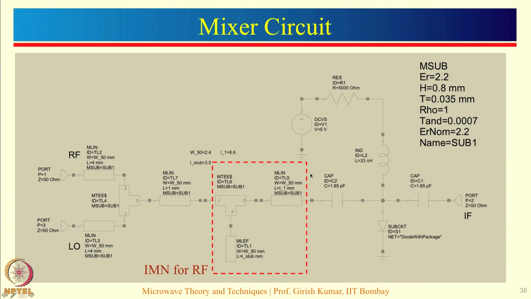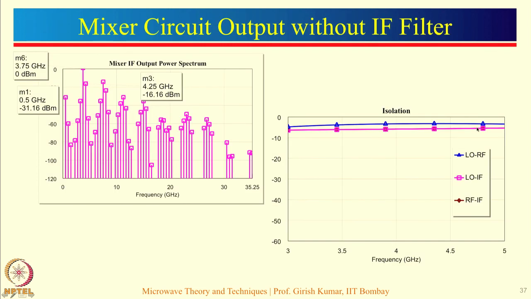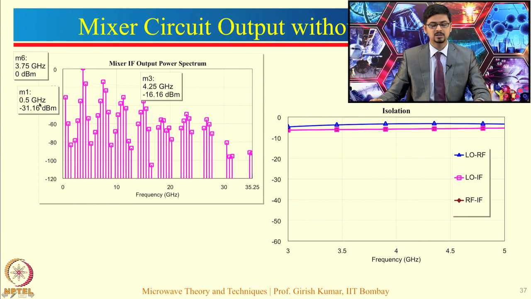For this particular design, the substrate that we have used is epsilon r equal to 2.2. The height of the substrate is 0.8 mm, copper thickness is 35 micron, and tan delta for this particular substrate is 0.0007. Now let's see the results. At the output of the mixer you get this. So if you can observe, you have a signal at 0.5 gigahertz, which is 500 megahertz, which is nothing but our desired IF frequency, and you get all other frequency components which are undesired. You can observe that you have a LO signal leaking into the IF output, you have an input RF signal leaking into the IF output, along with that you have all the spurious signals which are present in the IF output. So we basically need a filter to filter out all these things, and the filter will also help in the isolation, because we see here the isolation levels LO to RF, LO to IF, RF to IF are well below 10 dB, which is not a good number.